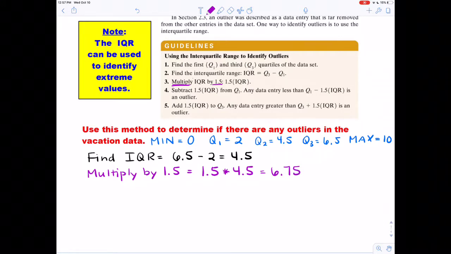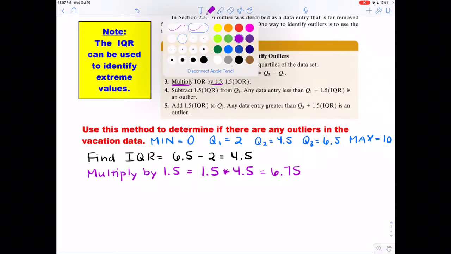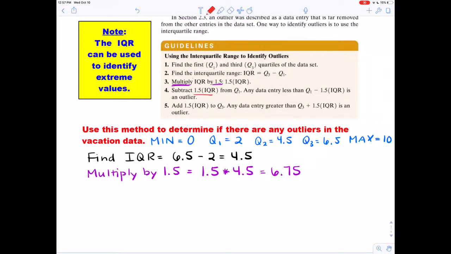And then what I'm going to do is take that span and look to see if I have any values that fall further than that away from the box in my box and whisker plot. So the first thing I'm going to do is look on the low side. I'm going to take Q1 and subtract 1.5 times the interquartile range. So Q1 is 2. I'm going to subtract what I just calculated, 6.75. And notice that's actually going to give me a negative number, and that's okay.